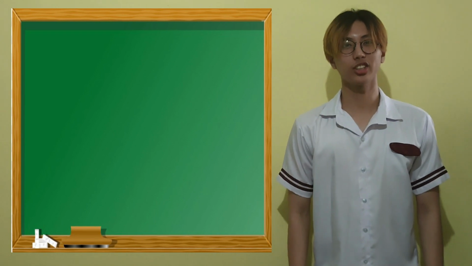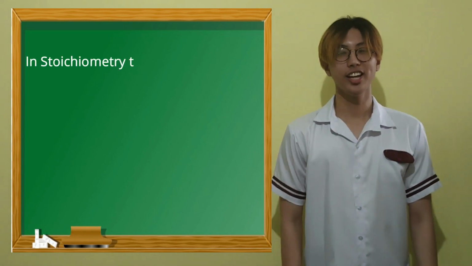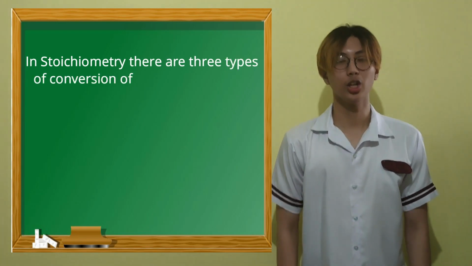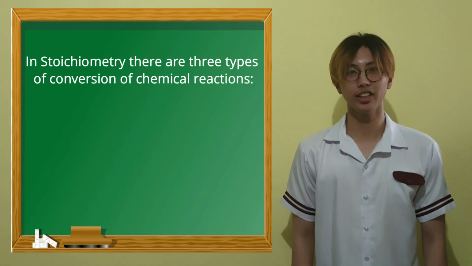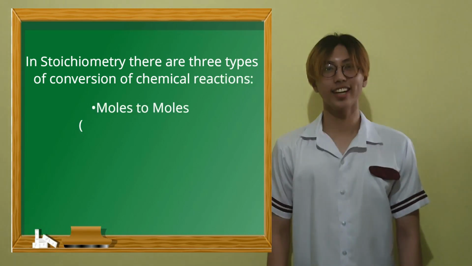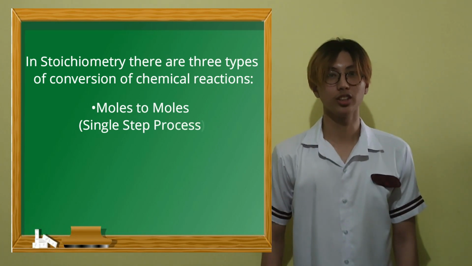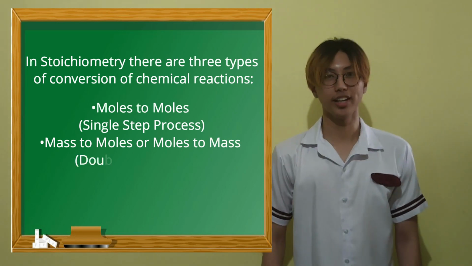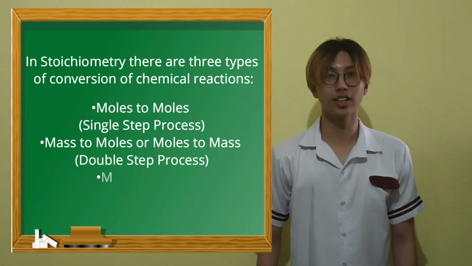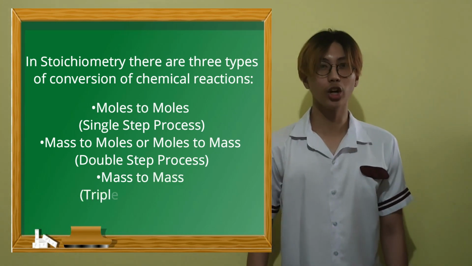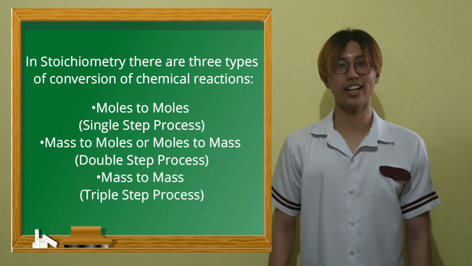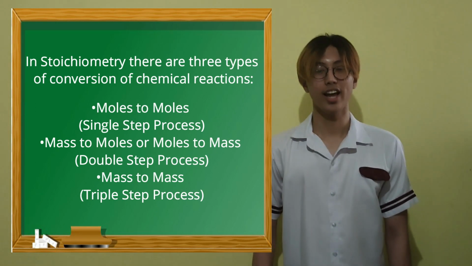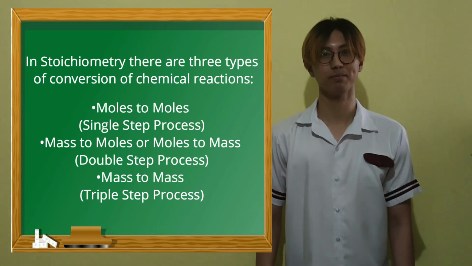In most chemical reactions, there are three types of conversion. In stoichiometry, the first one is to convert moles of a substance to moles of another substance, and you identify the molar ratio. The second type is moles of the substance to mass, or mass to moles of the substance. The third type is to convert mass of a substance to mass of another substance. In short, the first type has a single-step process, while the second one has two steps, and the last one has three steps.